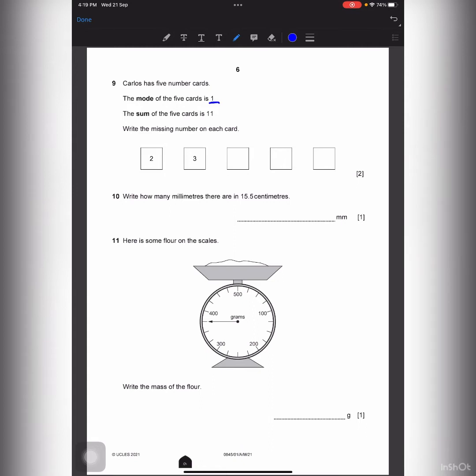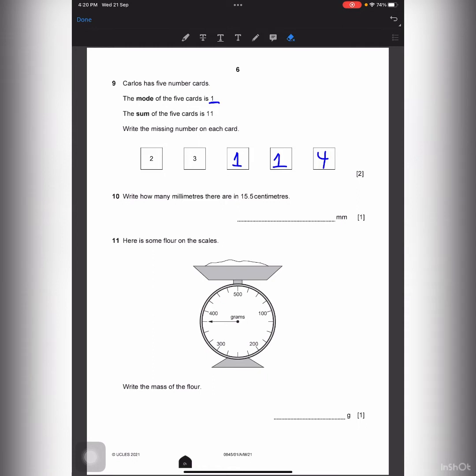So write the missing numbers on each card. For the mode, the mode should be 1. So 1 we will add 2 times, and let's see how many we have here. So 2 plus this is 5, 6, 7. So this is equaling 7 right now. So what will we add to this? Plus dash will equal 11. So this whole is going to be 11. So pretty much 4. If we add 4, then our answer will be 11. So that is our answer.